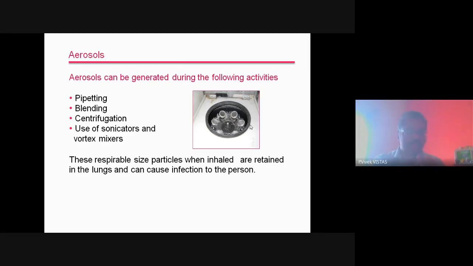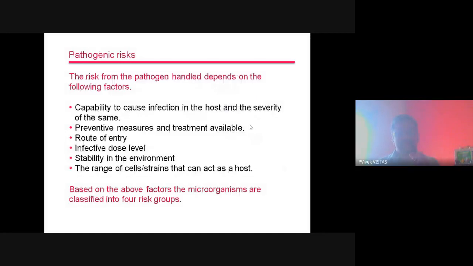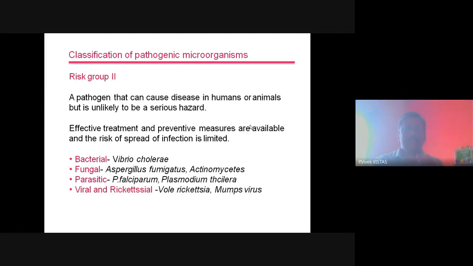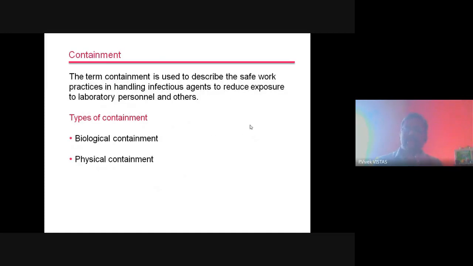And then what is the pathogen risk, what are the risks from the pathogens, and what are the factors it depends on. Then we discussed the four risk groups: group 1, group 2, group 3 and group 4. And then we discussed containment, which is described as biological and physical.